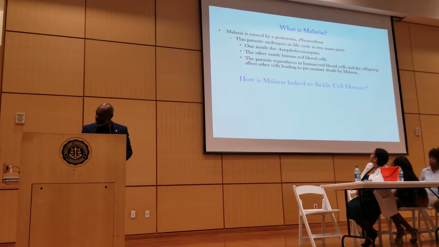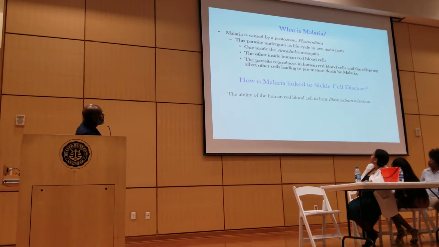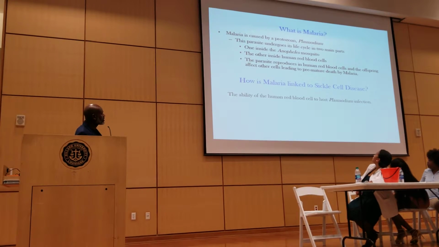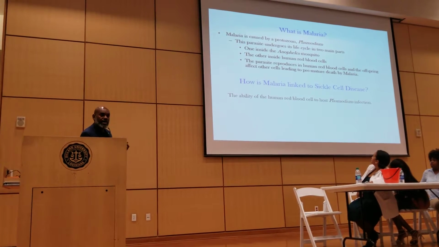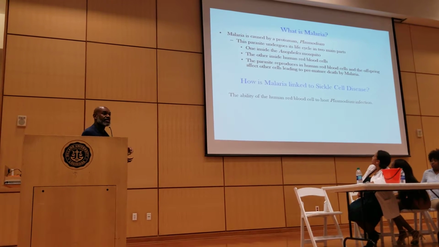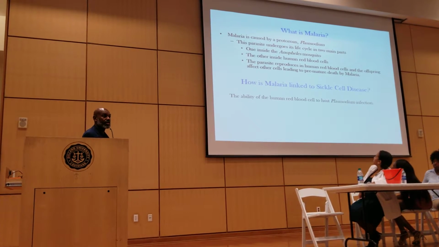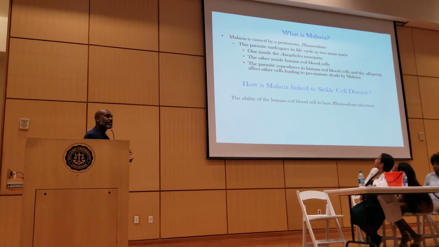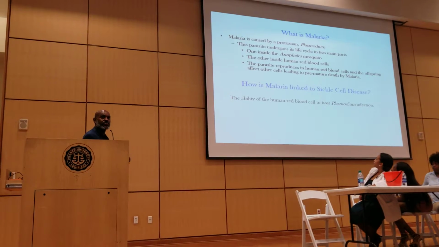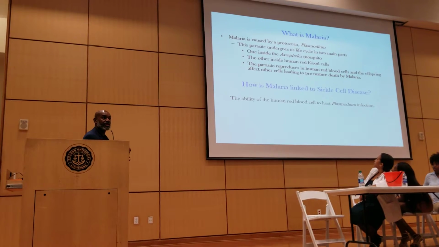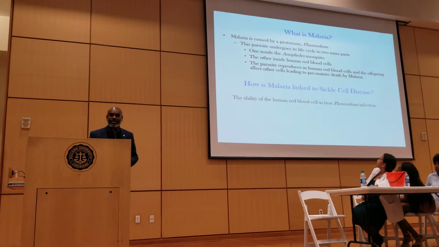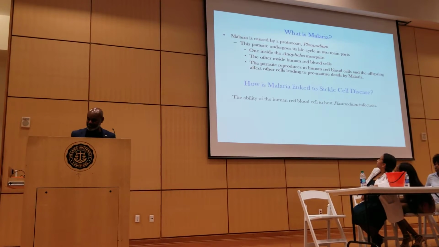So how is malaria linked to sickle cell disease? It comes down to the ability of human red blood cells to host Plasmodium infection. Once the individual is bitten by the mosquito carrying that parasite, can the red blood cell hold that parasite in order for it to do its reproduction and then infect other cells? That's going to be the key when we begin to look at sickle cell disease itself.